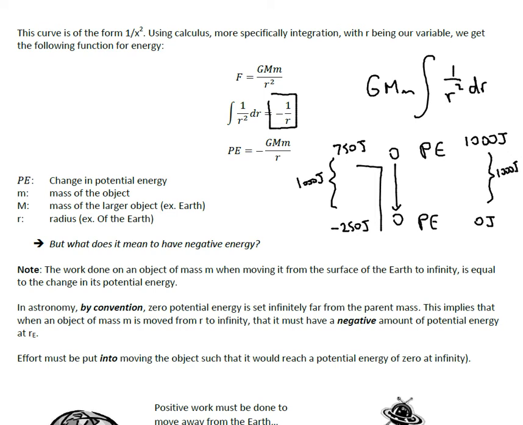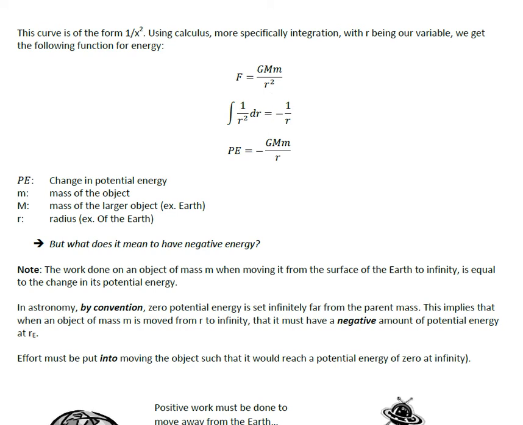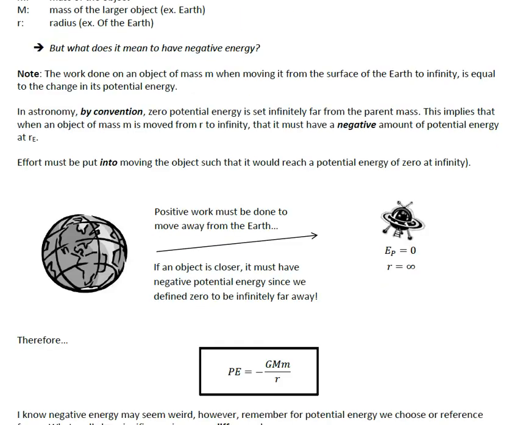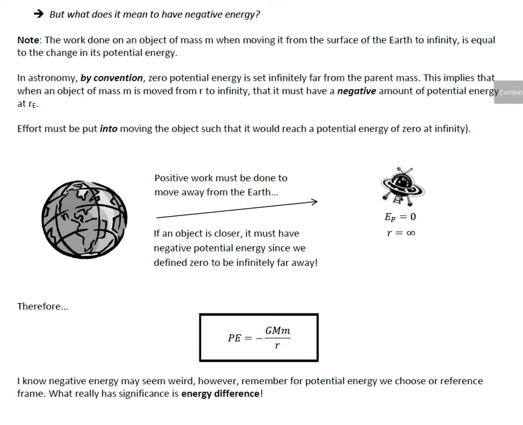So why is it negative? Here's another picture. The reason it is negative is that when we are infinitely far away, here's our equation: energy is equal to negative GMm over r. When r is really, really big, we divide by a really big number, and we get a value of 0 joules. So really far out is 0 joules.